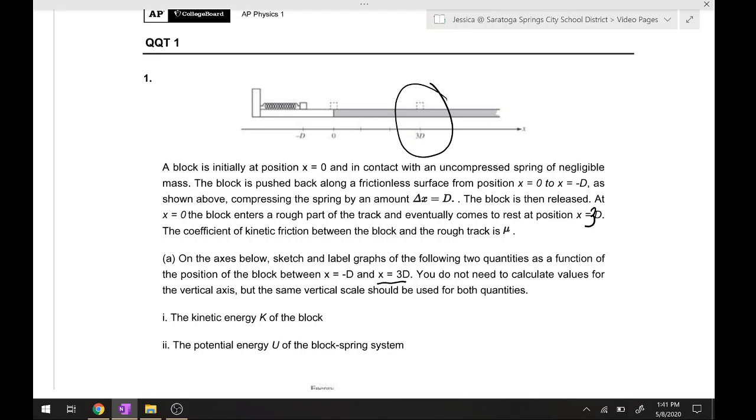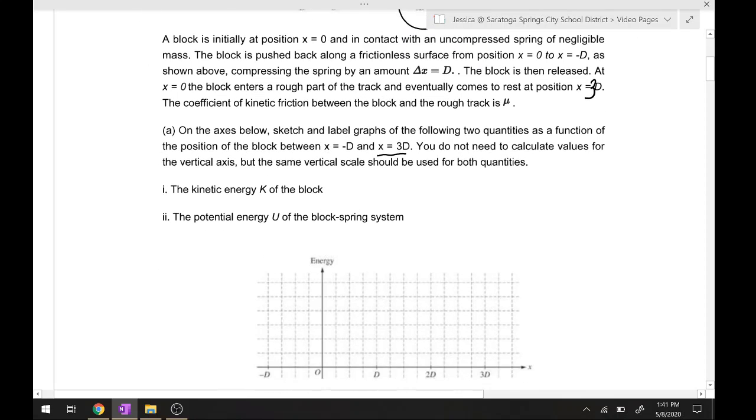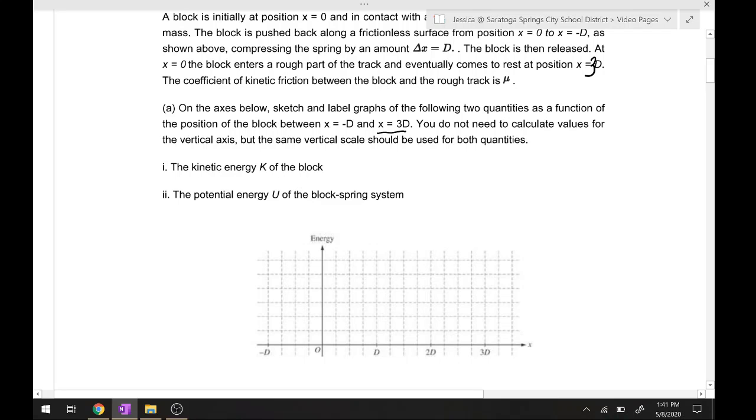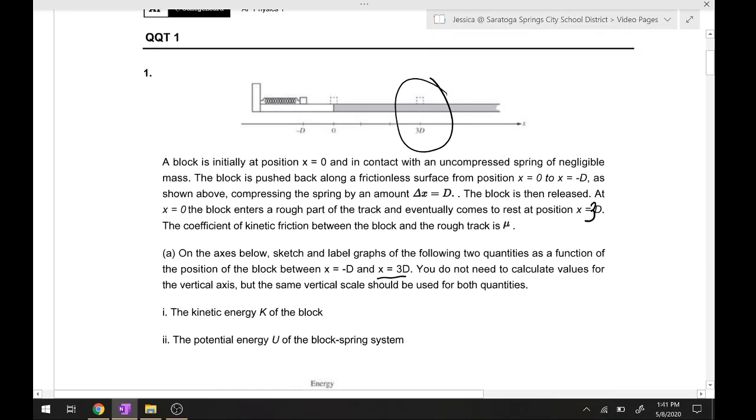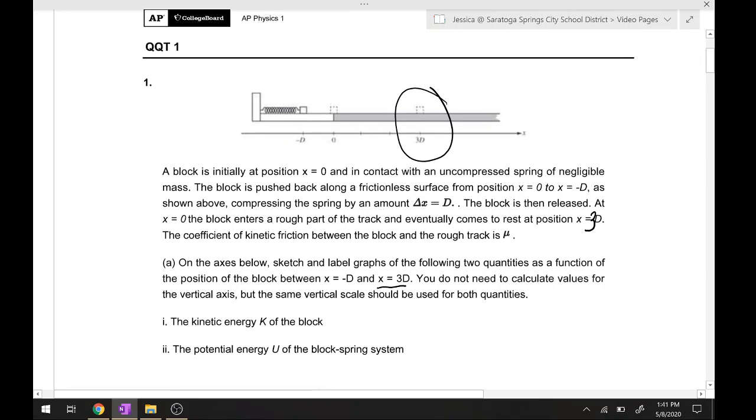So on the axes below, we need to sketch and label the graphs of the following two quantities as a function of position between negative d and 3d. You don't need to calculate values for the vertical axes, but the same vertical scale should be used for both. All right, so we need to look at the kinetic energy of the block and the potential energy of the block. Well, at x equals 0, the block is released from the spring.